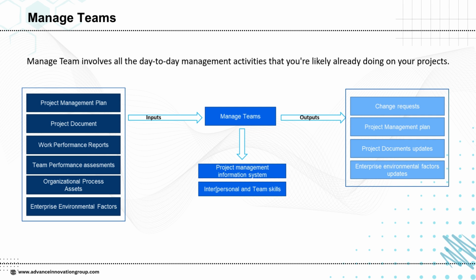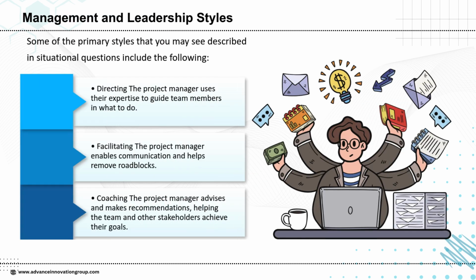As a result, there are several important outputs: change requests, updates to the project management plan, updates to project documents, and sometimes updates to enterprise environmental factors. In short, managing the team ensures better collaboration, improved performance, and keeps the project moving in the right direction. Management and leadership styles play a big role in how a project manager interacts with the team and drives results.